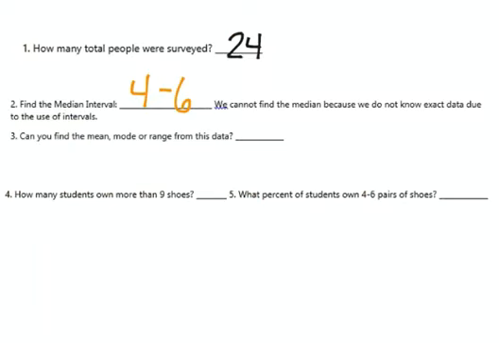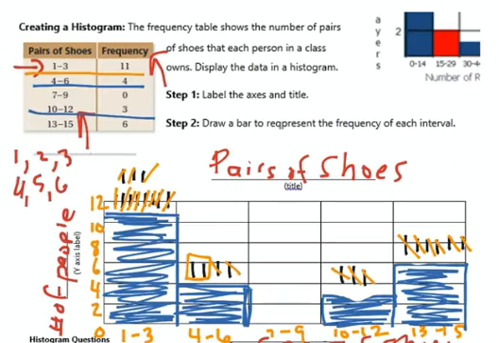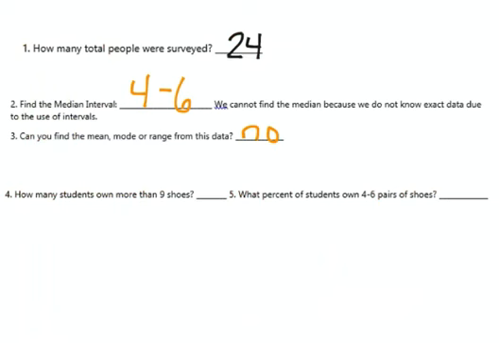If that didn't really make any sense, you can ask me if you want me to explain it again. And then number 3, can you find the mean, mode, or range? Nope. Not from this data, not from a histogram, because again, it uses intervals, so we don't really know the true data. Number 4, how many students own more than 9 shoes? Let's look back at our graph. More than 9 shoes would be these 2 bars.